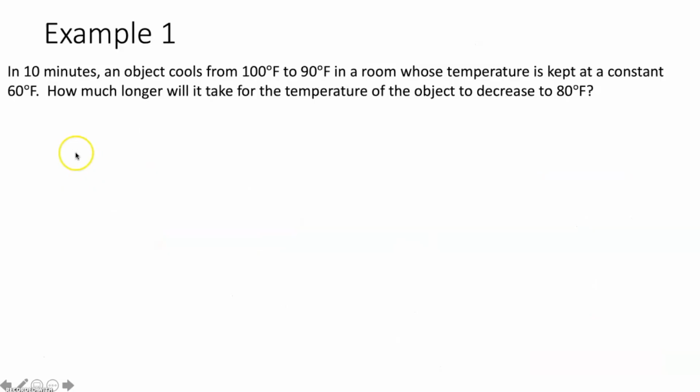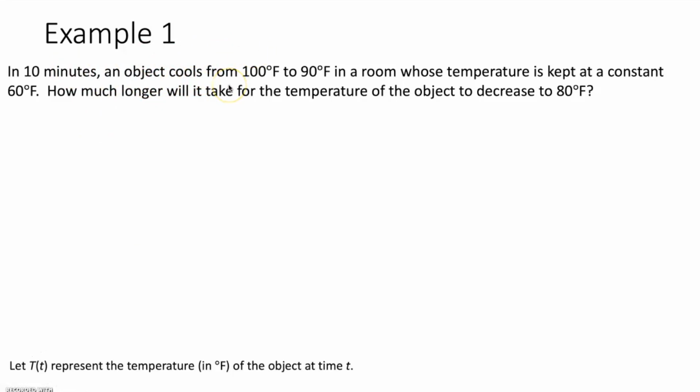Tip time. Now example 1 says in 10 minutes an object cools from 100 degrees Fahrenheit to 90 degrees Fahrenheit in a room whose temperature is kept at a constant 60 degrees Fahrenheit. How much longer will it take for the temperature of the object to decrease to 80 degrees Fahrenheit? So because we have an object cooling over a certain time, we can safely assume that this is a Newton's law of cooling problem.